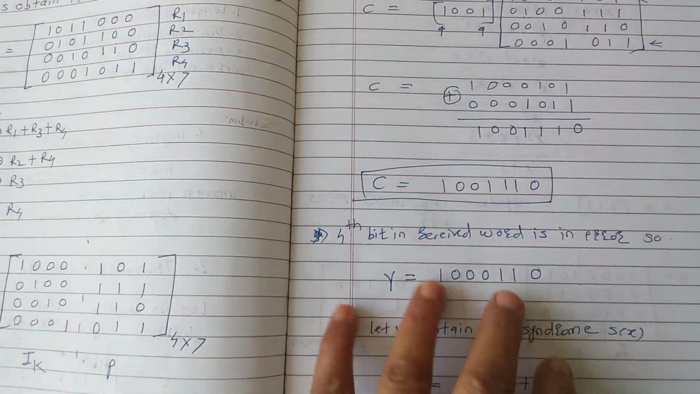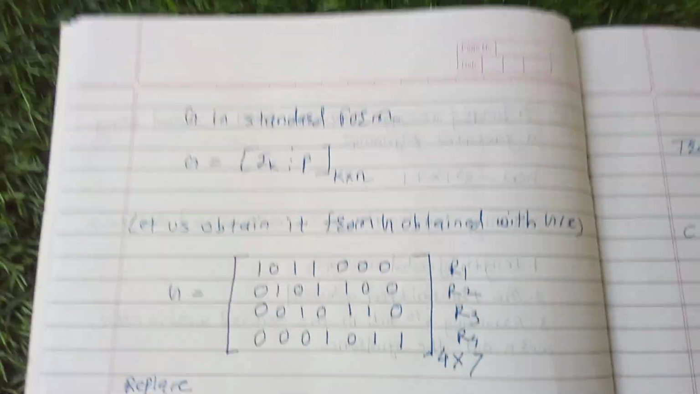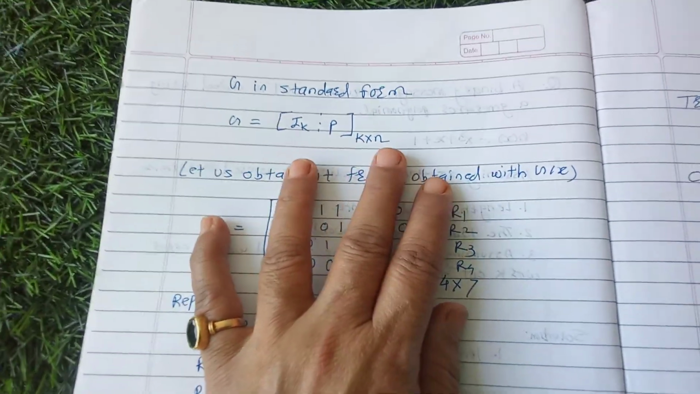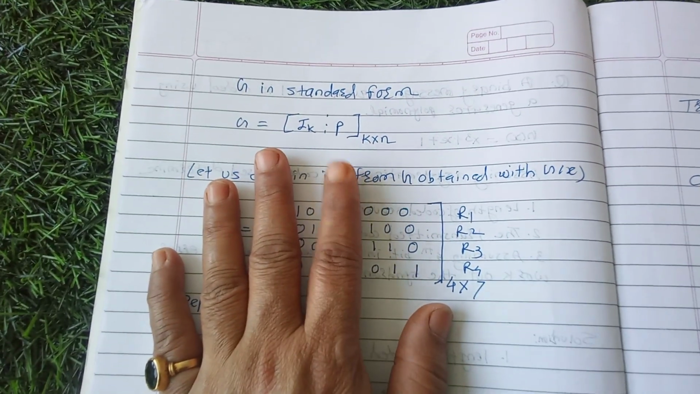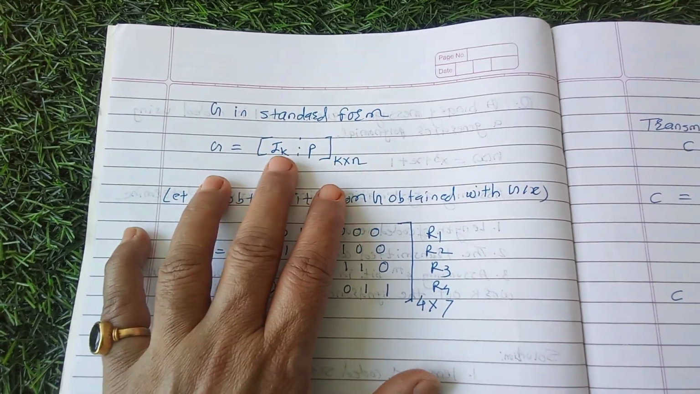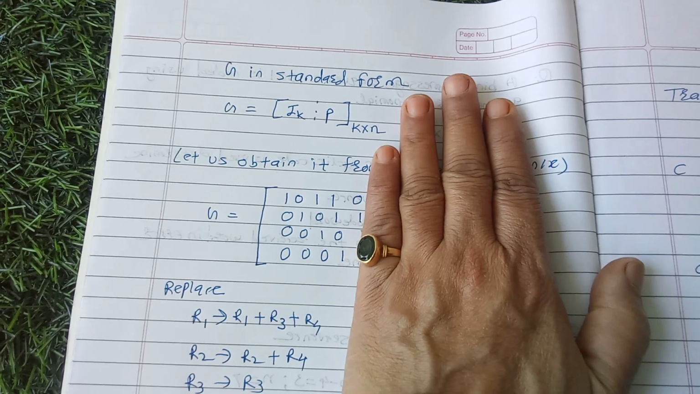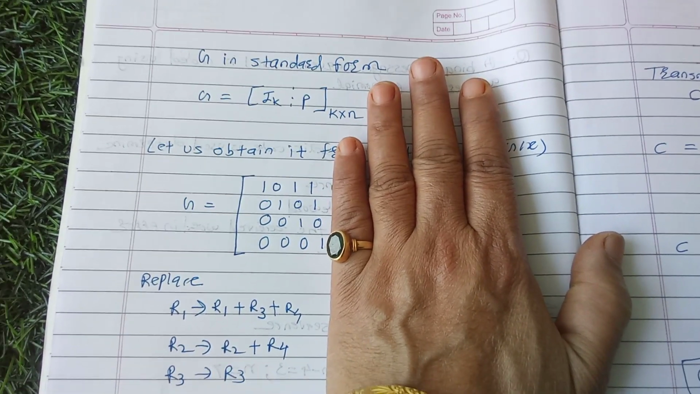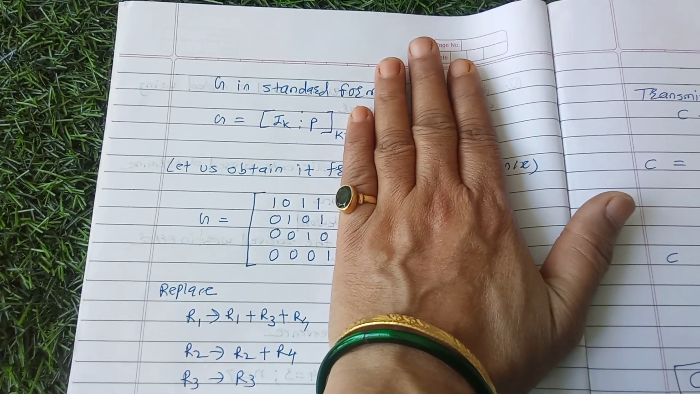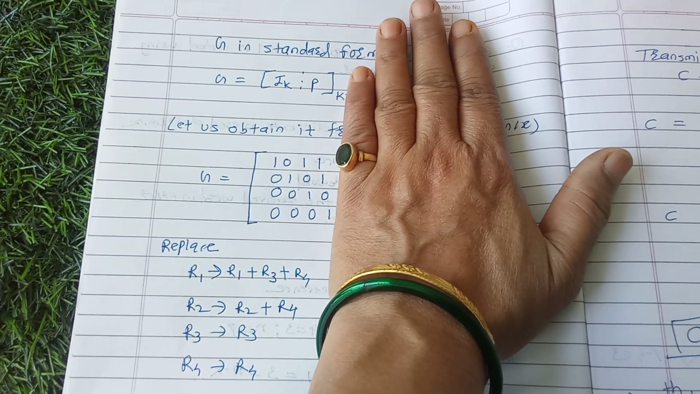After that, this is not in the systematic form. For that, you should remember this: G is [I_k P] of size k into n. This you need to remember, because then only you can form the standard form. So I_k means you need a k by k identity matrix. So to form the k by k identity matrix, you have to hide these 3 columns and decide about the row operations.